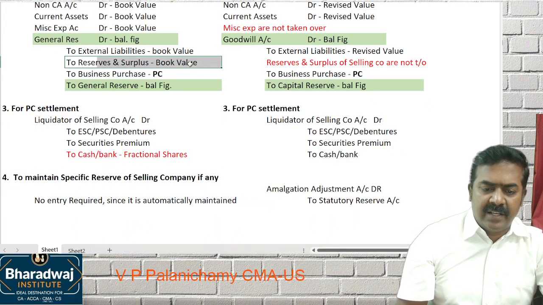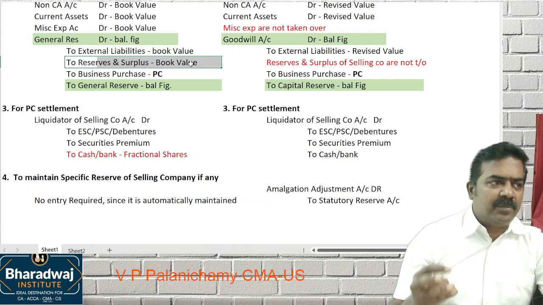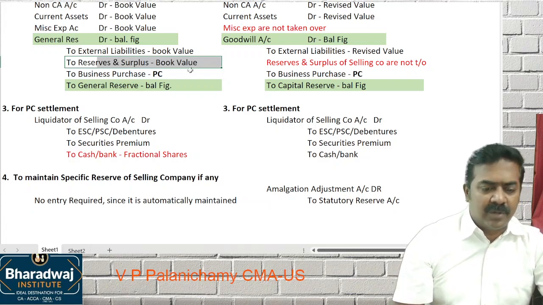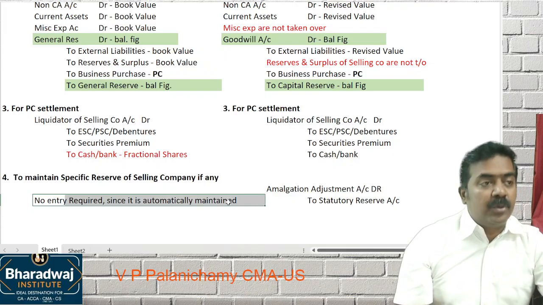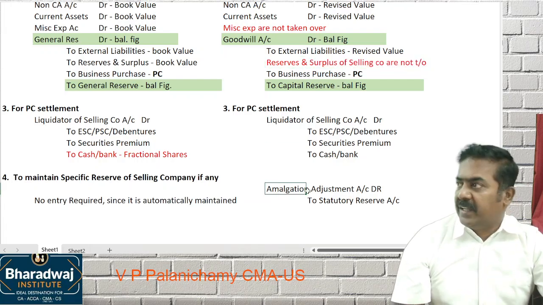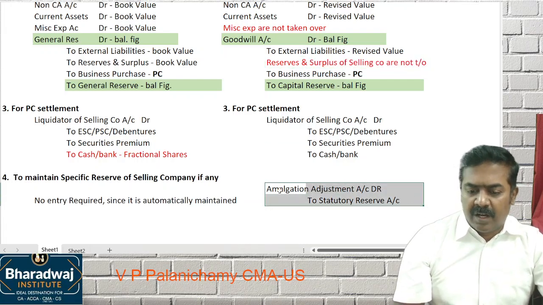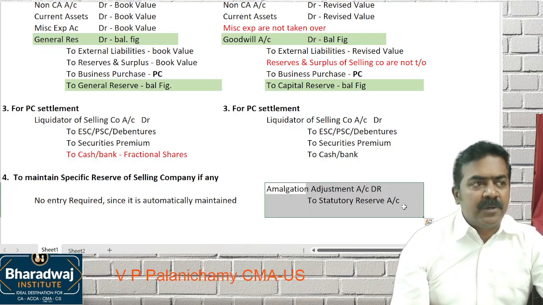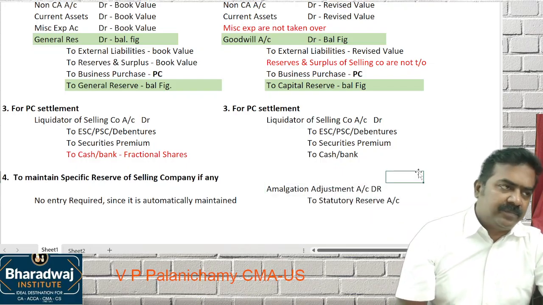In the second entry, which one do we take over? Infrastructure development reserve or statutory reserve, we will take over. It is automatically maintained, so there is no need to pass any journal entry. But in purchase, reserves and surplus are not taken over. So we create a separate entry called what? Amalgamation adjustment account debited to which account? Statutory reserve account.